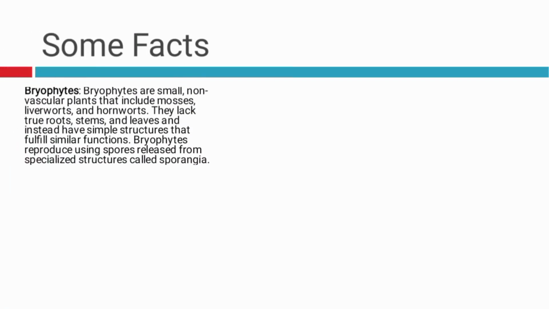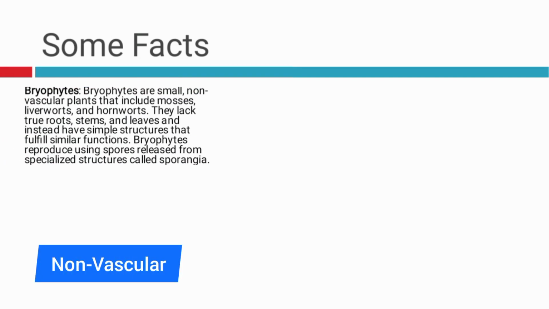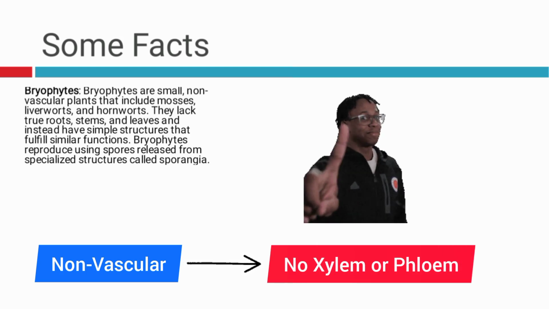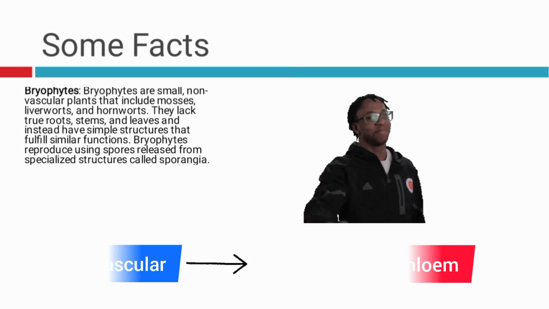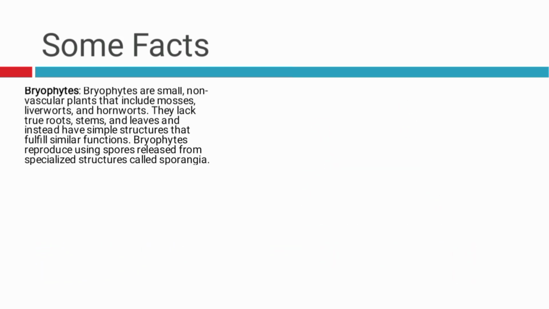Some facts you need to know. The bryophytes are small non-vascular plants. When we say non-vascular, they do not have xylem and phloem. They include the mosses, the liverworts, and the hornworts. They lack true roots, stems, and leaves, and instead, they have simple structures that fulfill similar functions. That means they do not have stems, they do not have roots, but they have things that behave like roots, things that behave like stems and leaves.